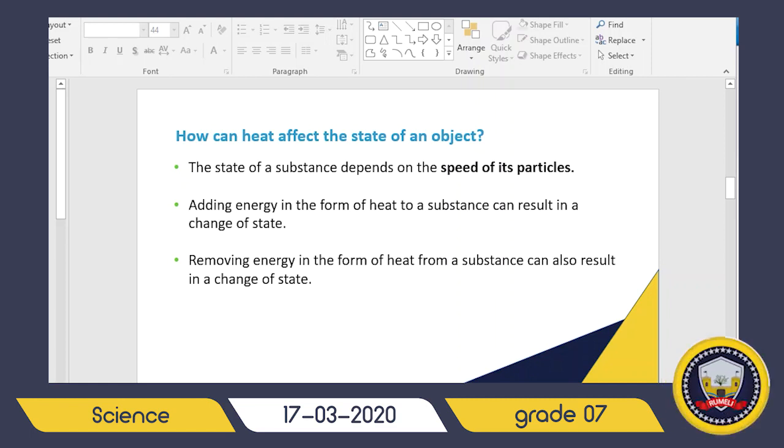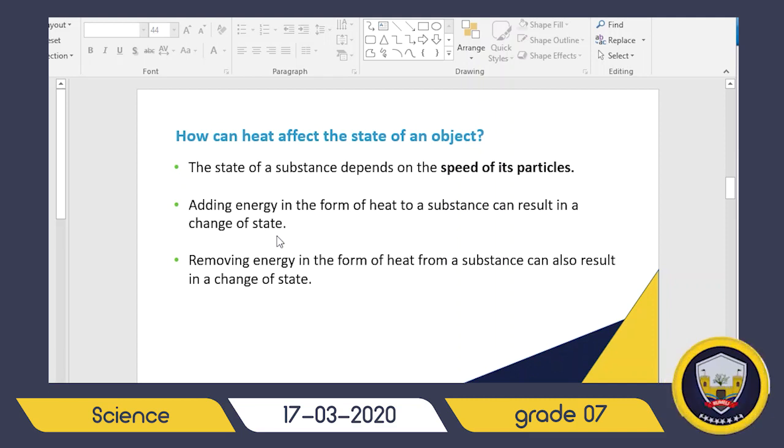Okay, from this example you can understand that adding energy in the form of heat to a substance can result in a change of state from solid to liquid or liquid to gas. Removing energy can result in a change of state.